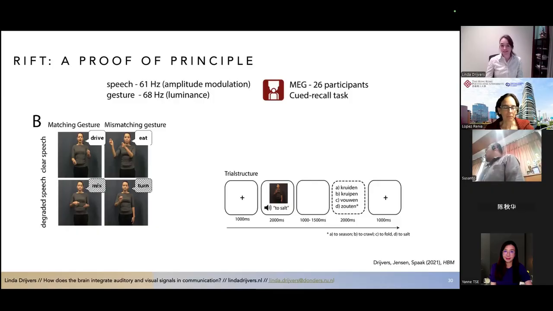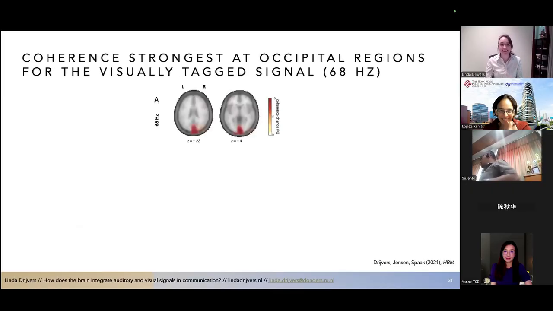Now, what did we find? Did it work? Well, it did. What we did was first some sanity checks. So if we would compute like a 68 hertz dummy signal that would reflect the flickering, and we looked at the 68 hertz signal in the brain and computed the similarity between the two, we saw that the similarity was very high over visual regions in the brain, which is what you can see here in red.